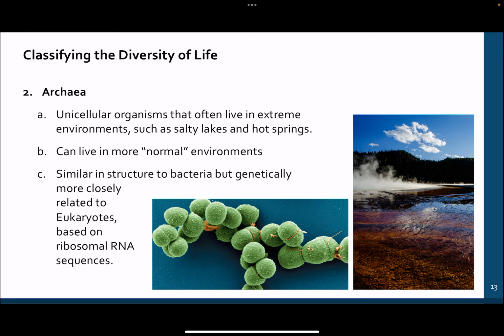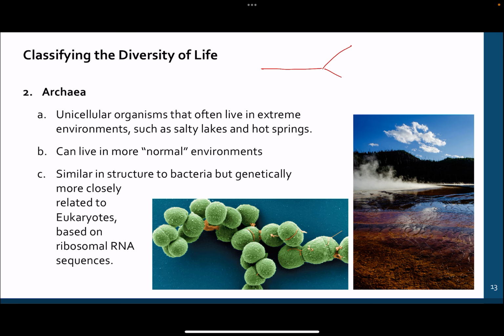So you might think, well, they're really not important to us. They're just like bacteria, but they're not. They are similar to bacteria in that they are prokaryotes and they share some similar characteristics, but genetically they are more closely related to eukaryotes, which is what makes them important. A couple billion years ago, there was a split from a common ancestor between the archaea and the eukaryotes. And this is based on ribosomal RNA sequences.